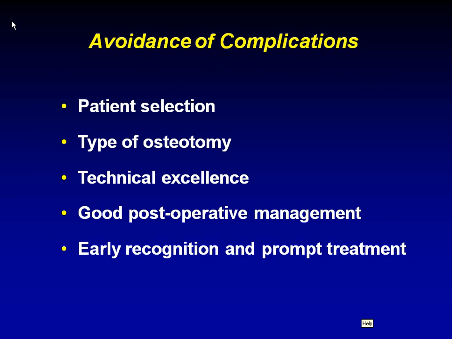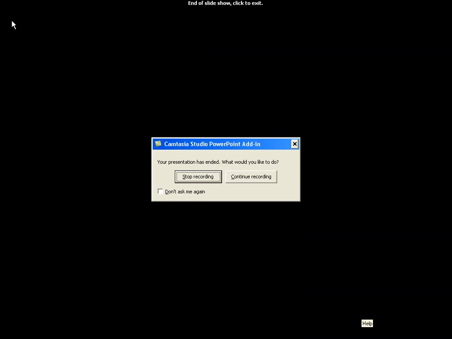So the avoidance of complications: number one, patient selection. Number two, pick the type of osteotomy that's best for the particular patient you're treating. Thirdly, it must be done in a technically excellent fashion. Every speaker this morning has emphasized the importance of technically excellent surgery in achieving a satisfactory outcome. Next, you need good postoperative management of these patients in terms of physical therapy, range of motion, muscle strengthening, and weight bearing. And finally, the early recognition and prompt treatment of any complications that do occur will minimize their long-term effect on your patient. Thank you.